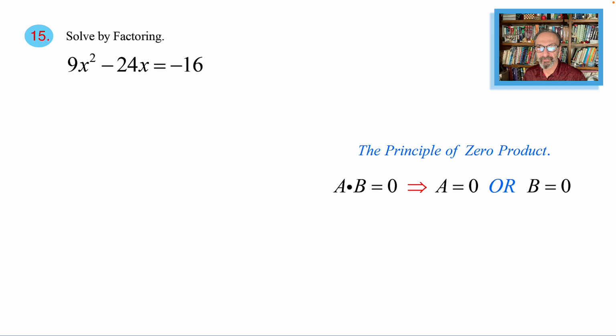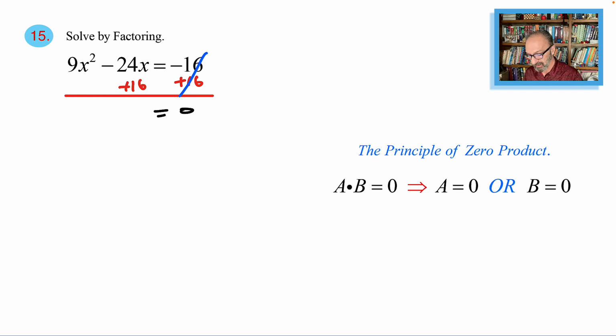Number 15. Solve by factoring. Let's move the minus 16 to the left side so we could factor. So if we add 16 to both sides, on the right side it cancels, and that's what we want.